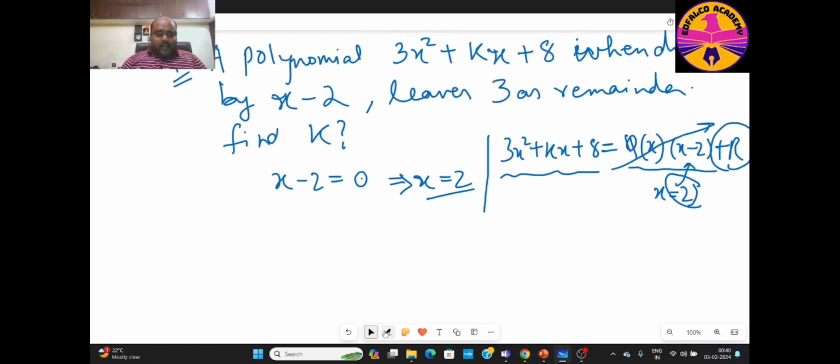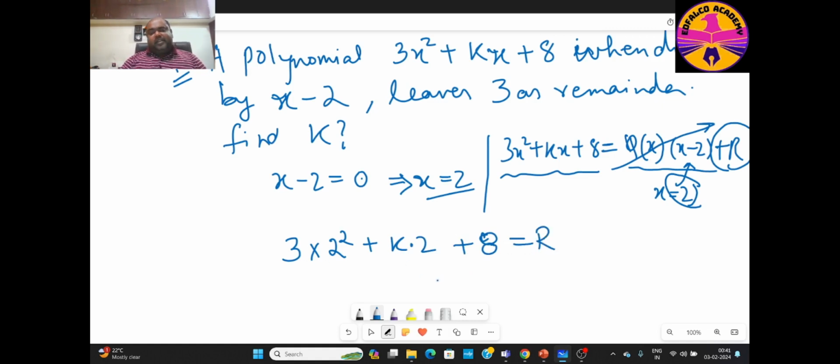So we will do that. We will put x is equal to 2 in the expression 3x square plus kx plus 8, which will make it 3 into 2 square plus k into 2 plus 8. And this is nothing but my remainder when I divide this polynomial with the linear polynomial x minus 2. I should get this as my remainder.